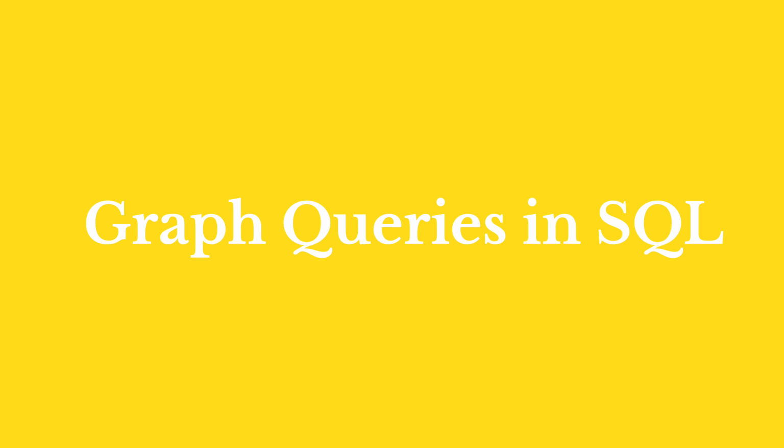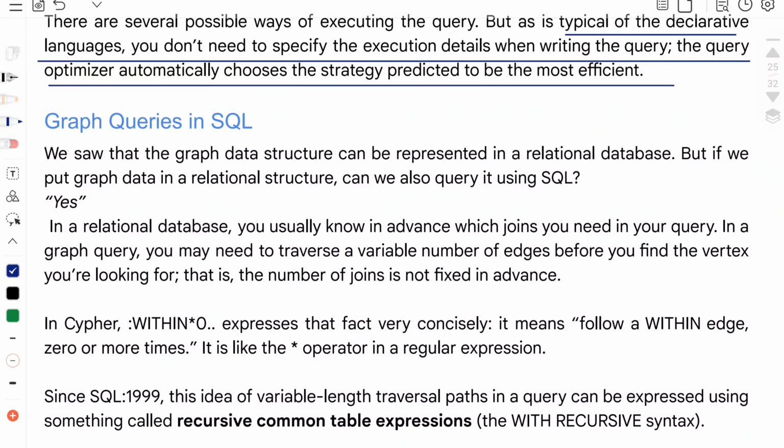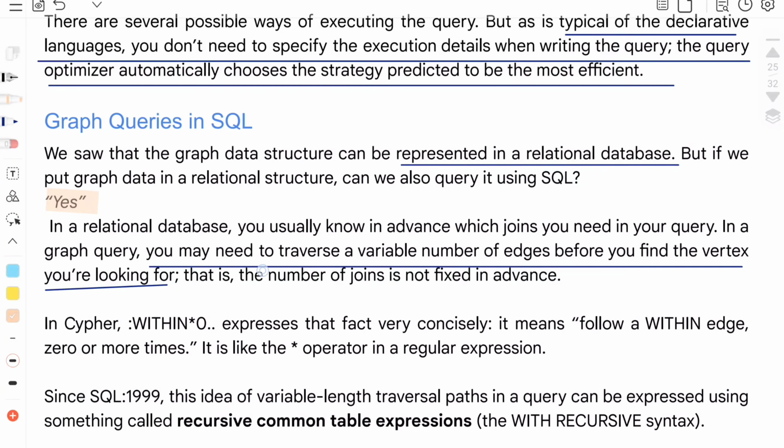Graph queries in SQL. We saw that the graph data structure can be represented in a relational database. But if we put graph data in a relational structure, can we also query it using SQL? Yes. In a relational database, you usually know in advance which joins you need in your query. In a graph query, you may need to traverse a variable number of edges before you find the vertex you're looking for. That is, the number of joins is not fixed in advance.